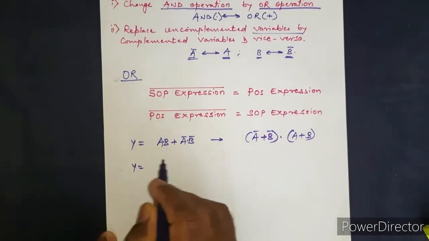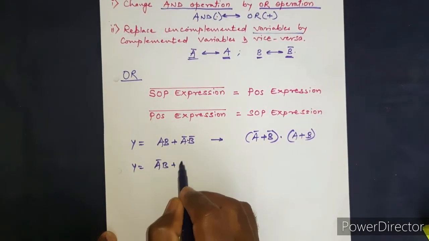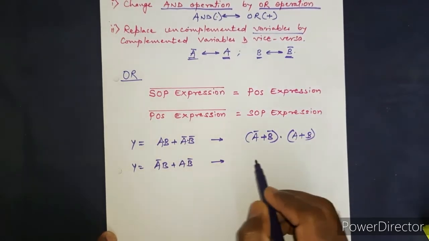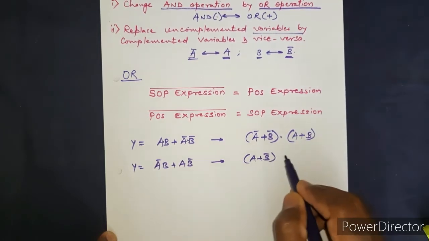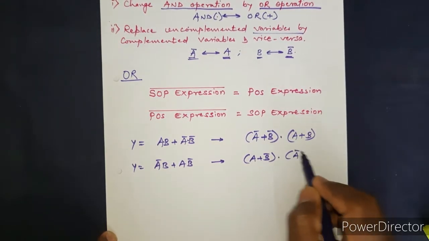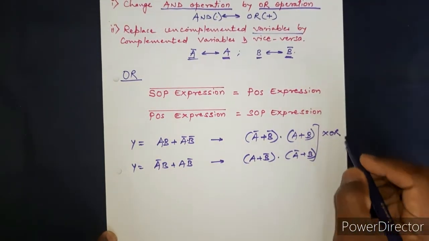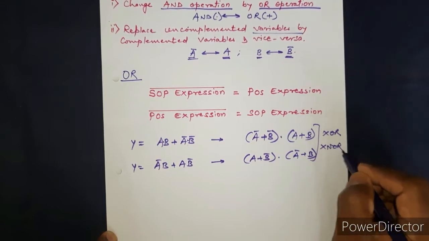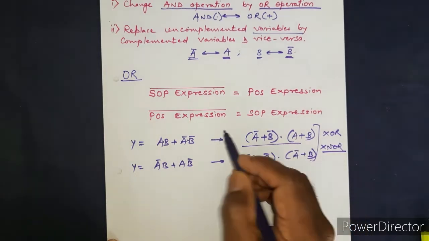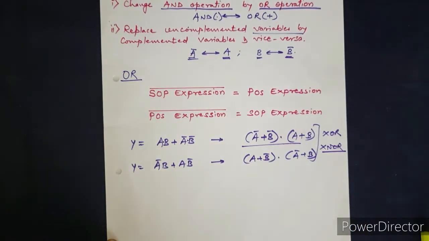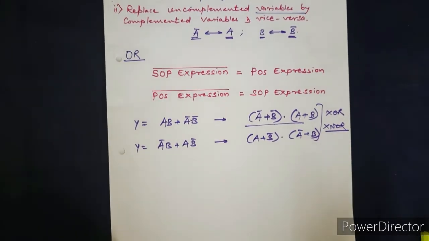I can take another equation, y equal to A bar B plus A B bar. Again this becomes A plus B bar, dot, A bar plus B, and that is what we have proved for the XOR gate and XNOR gate. You can also try to find this equation using the truth table, and you will get either of these equations. So it is very easy.